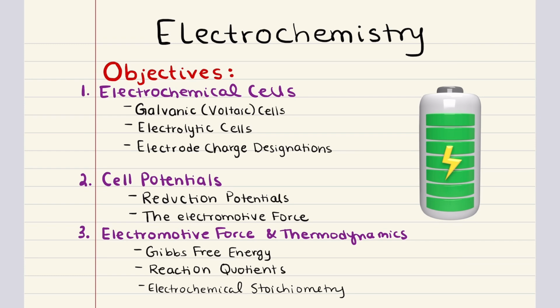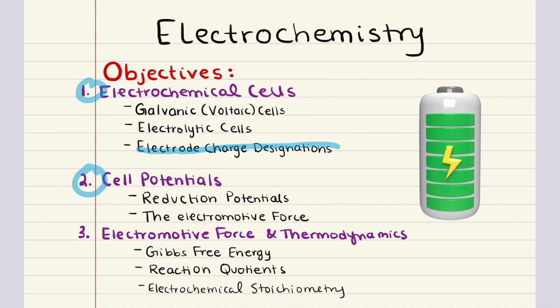Today we're going to be covering our last and final lecture for this playlist, and it's going to be all about electrochemistry. In this chapter, we're going to cover three main objectives. First, we're going to talk about electrochemical cells. We're going to explore galvanic and electrolytic cells. And we're also going to talk about electrode charge designations.